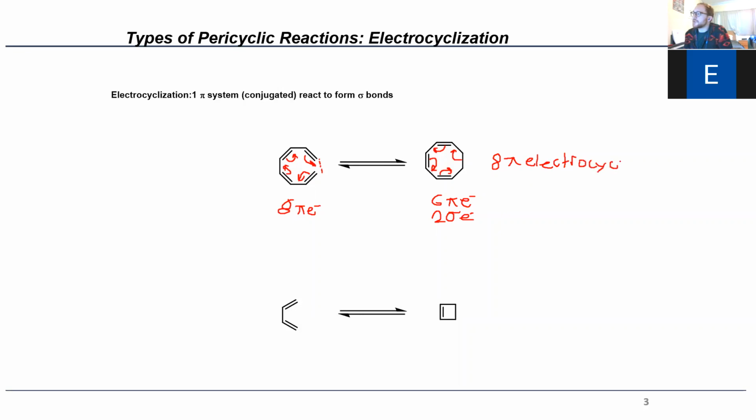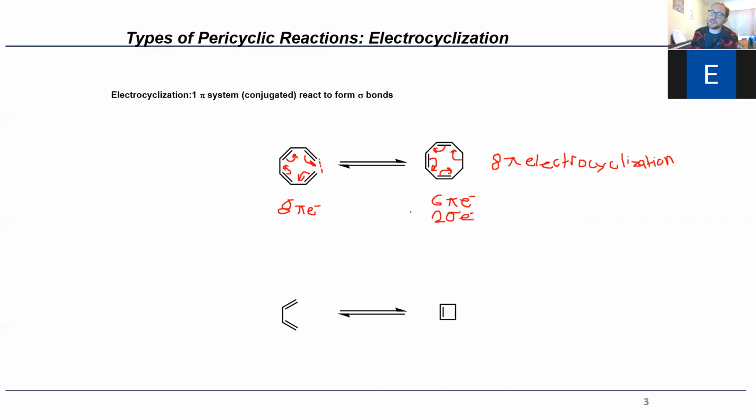And the reverse, you can describe it as an 8 pi retro electrocyclization, or a retro 8 pi electrocyclization, or an 8 pi electrocyclic ring opening. Any of those are acceptable terms. And so it's simply named for the number of pi electrons in the reaction.